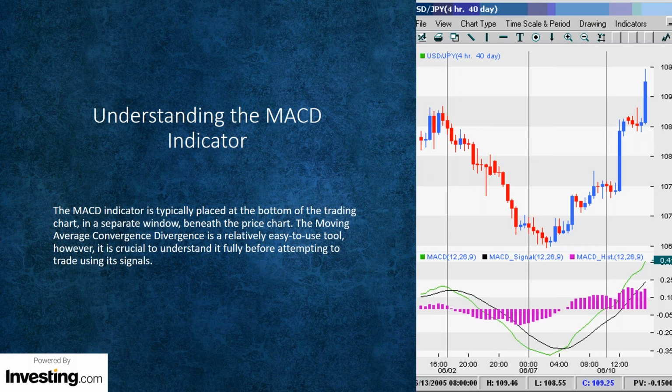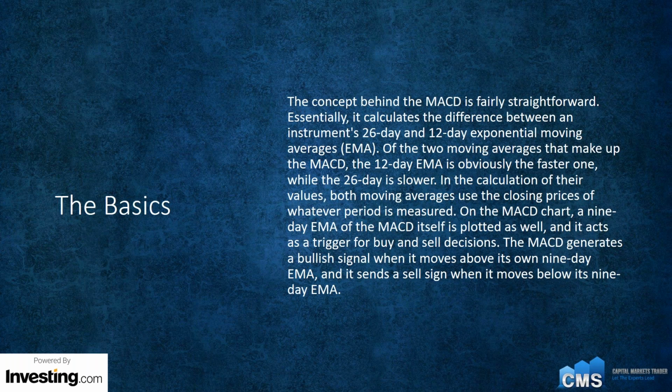The MACD indicator is typically placed at the bottom of the trading chart in a separate window beneath the price chart. The moving average convergence divergence is a relatively easy tool to use. However, it is crucial to understand it fully before attempting to trade using its signals. We're going to go back and forth from an actual chart to my words, and I'll try to make it as interesting as I can. The concept behind the MACD is fairly straightforward. Essentially, it calculates the difference between an instrument's 26-day and 12-day exponential moving average.